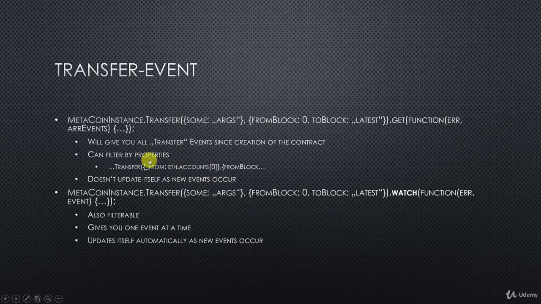For example, I want to have all my transfer events which were fired with a from field from my first account in my account list. This one will give you all the transfer events from the first block to the last block. And again, it will give you an array of events. Also, with the get function, it will not update itself as new events occur. So it's not a polling, it's really a one-time operation. On the other hand, with the watch function, you can do exactly the same. You have one event with additional parameters, which you can filter for, and then watch. And this one will give you one event after the other. And obviously it will start a polling.